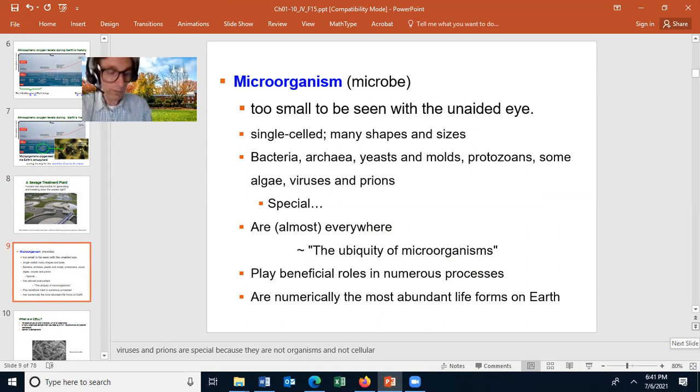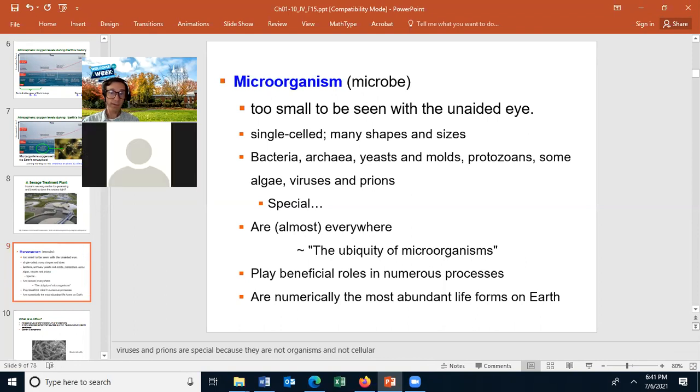We can use that term synonymously with a microbe. These are organisms which are too small to be seen with the unaided eye. You need a microscope to see them. They are single-celled organisms that come in many shapes and sizes. It includes bacteria, archaea, yeast, molds, protozoans, some algae.